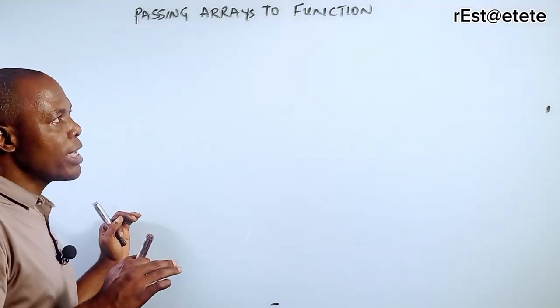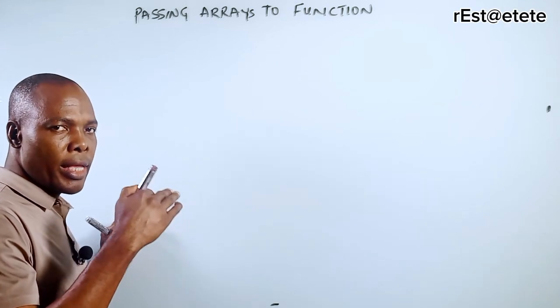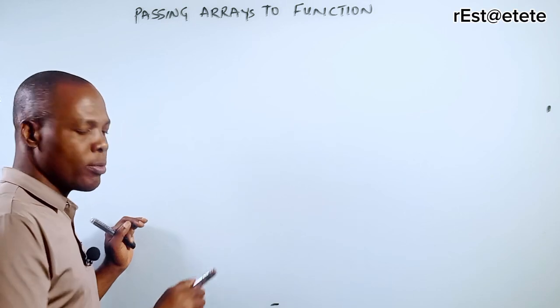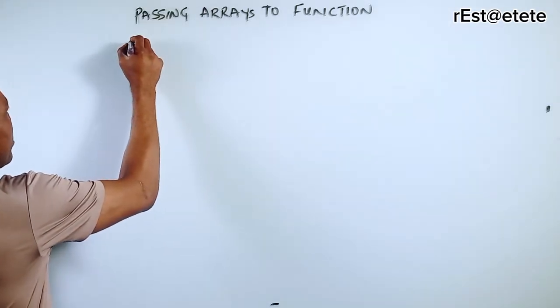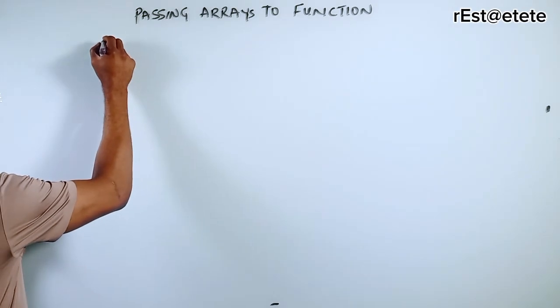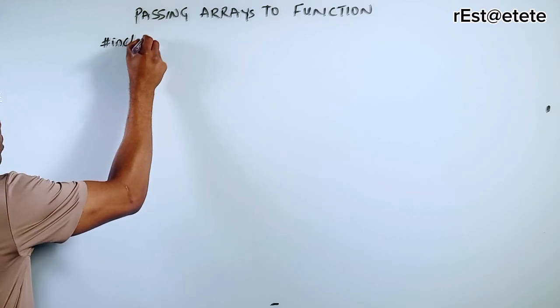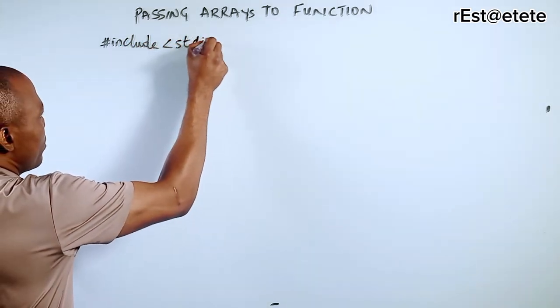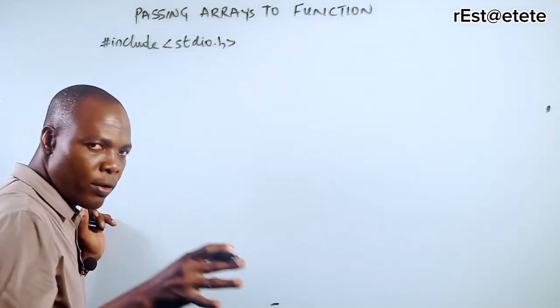So what I want to do now is I will create an array. I will create a function, then I will pass an array to that function. The function will work on the array, and then we'll see the output. So the first thing I'll do is I'll say include stdio.h, and then I'm going to declare a function.